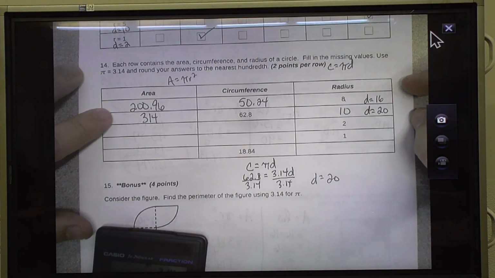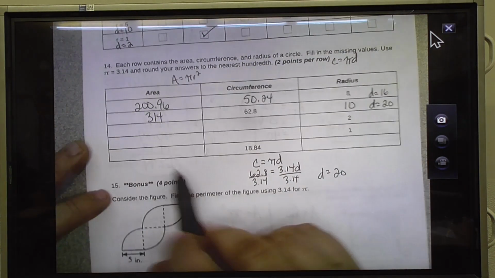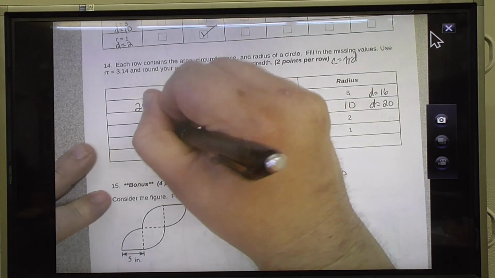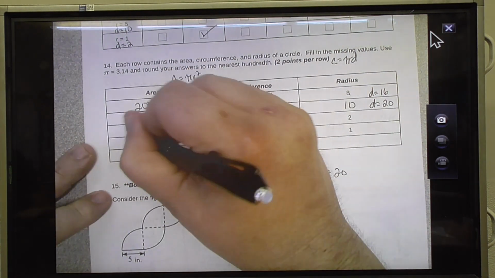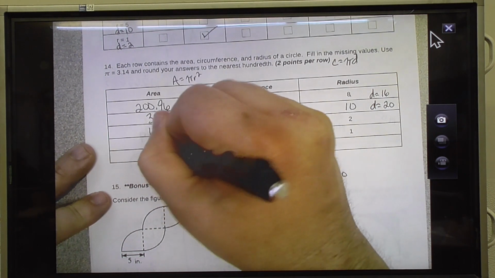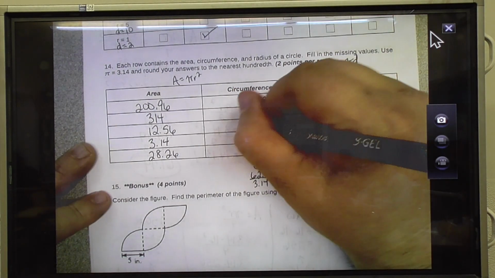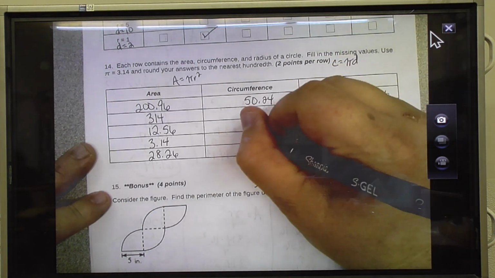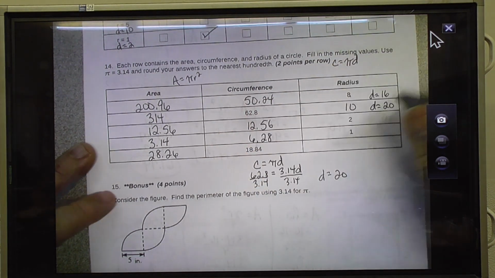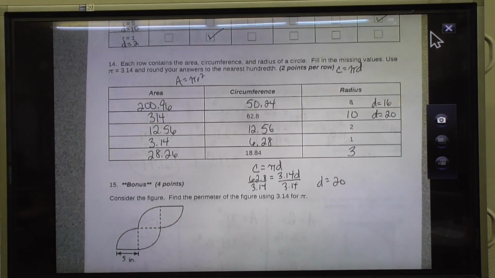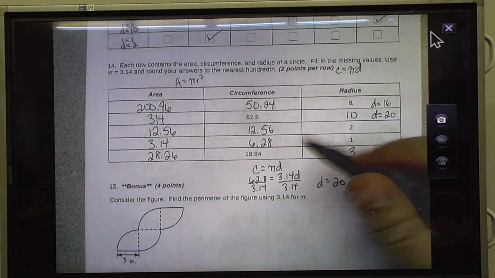Okay, that's the only two I'm going to do for you. I'm going to go ahead and fill in the rest of the blanks. I would go ahead and practice the rest of these at home tonight and make sure you can come up with these answers. So this one, the area is 12.56. This one is 3.14. This one's 28.26. Circumference right here is 12.56. It's the same exact thing as the area. Right here we got 6.28. And then the radius down here is a 3. So go ahead and copy those numbers down, go work those problems out, make sure you can get those.